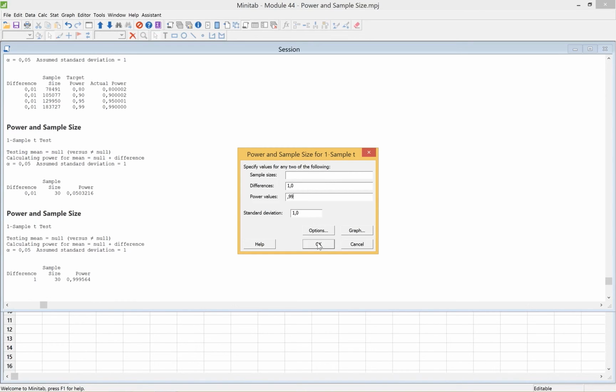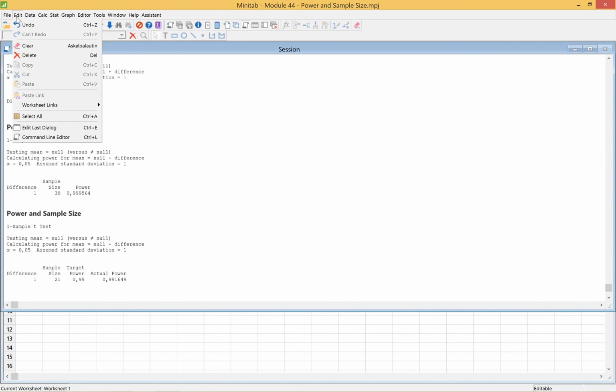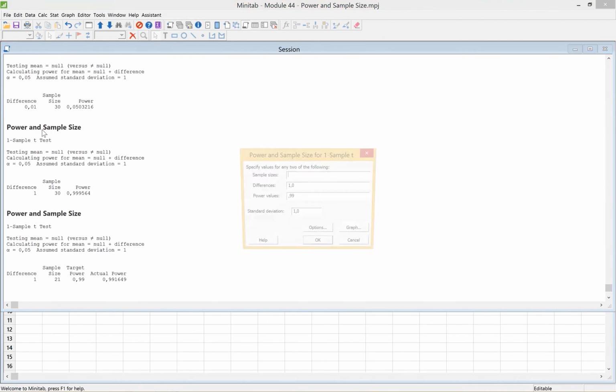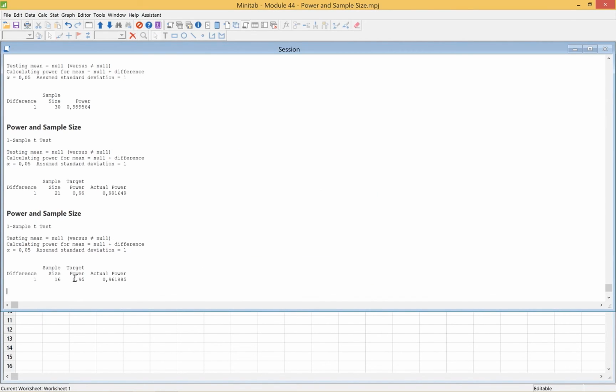So now let's see what happens. I want a power value of 0.99, 1% risk to the customer. But what I see is I can do that with a sample of just 21. I don't need those extra 9 samples. If I edit the last dialog box and say, okay, but what if I want balanced risk, which I'm going to call 5% risk to the customer and 5% risk to the company? Oh, I can do that with just 16 samples.